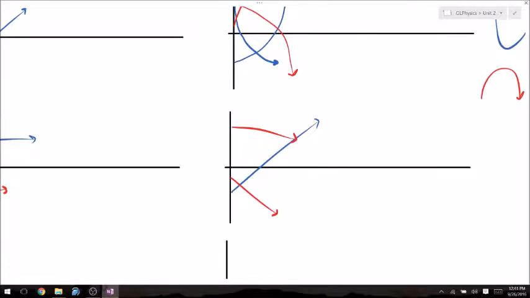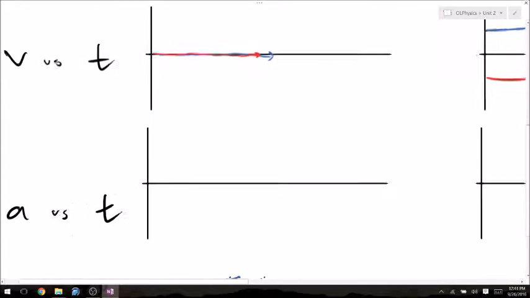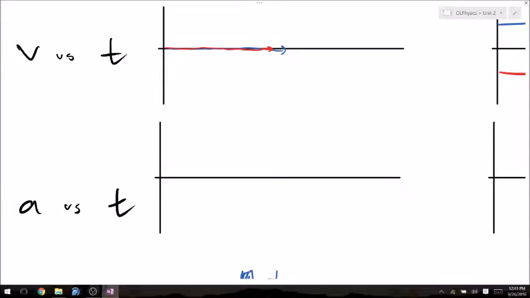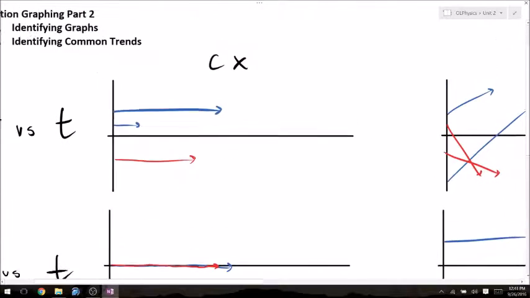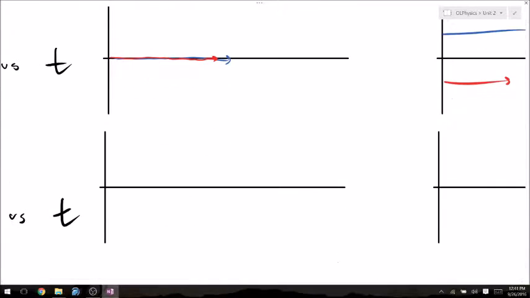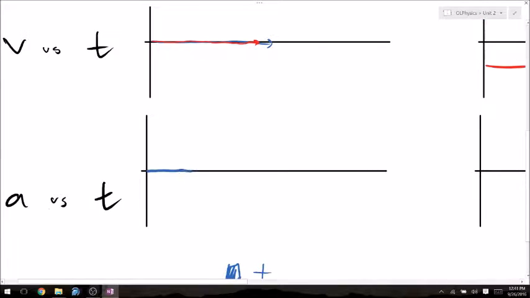Finally, we're doing acceleration versus time. Well, acceleration is a change in velocity. So if we're graphing a positive constant displacement, that is no acceleration. So we're stuck right here on this x-axis. And again, in the same way, we cannot tell if it's positive or if it's negative.